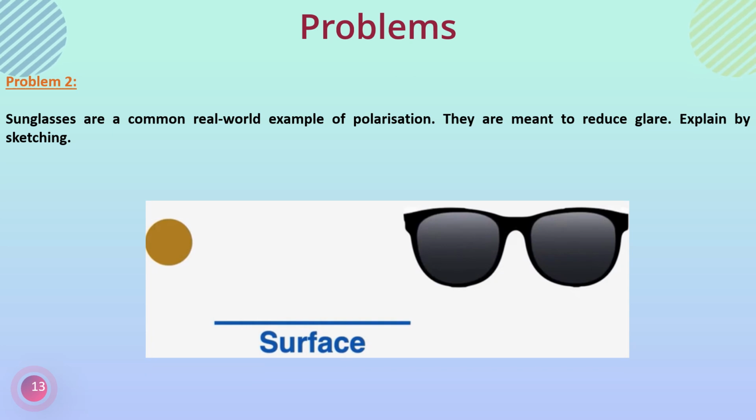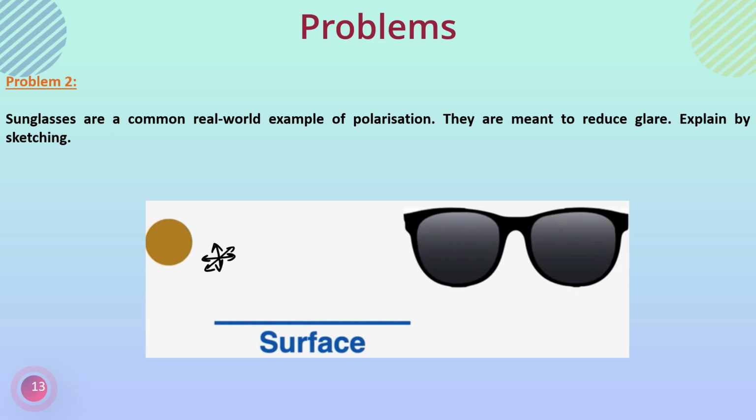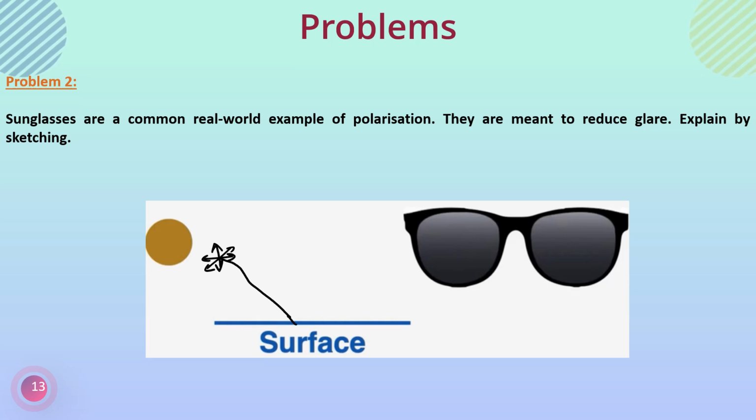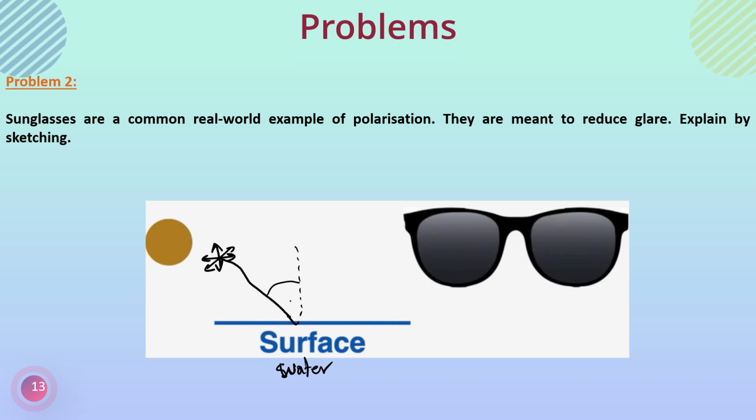This is the sun, right? The sun is emitting unpolarized light. This unpolarized light is going to the surface. Well, nice. This is the surface. Let's assume this is the water surface. Remember that. Don't forget to draw the normal line, and you know that the incident angle is equal to the reflected angle.